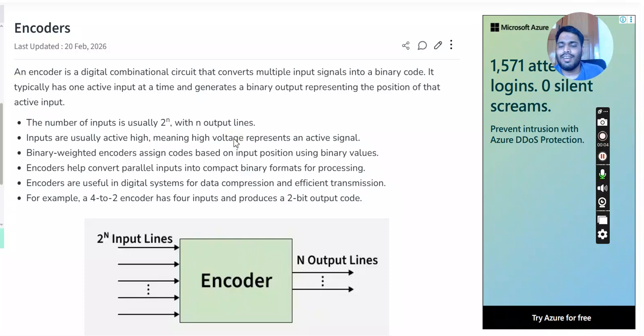Welcome back. In this video, we'll be learning about encoders. So, what is an encoder? An encoder is basically similar to a multiplexer.